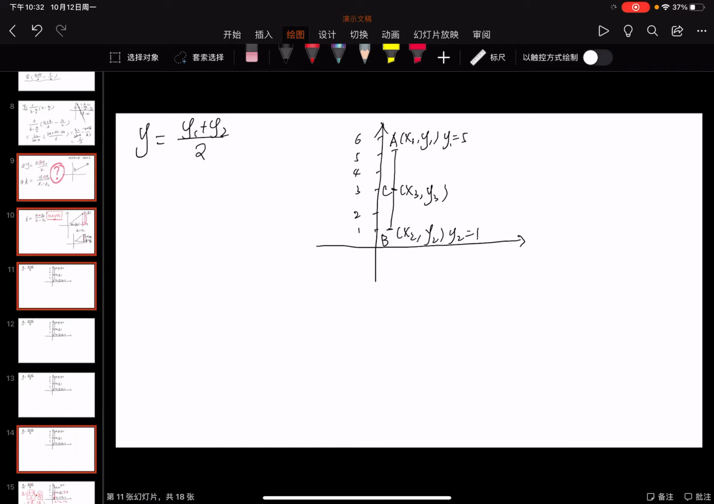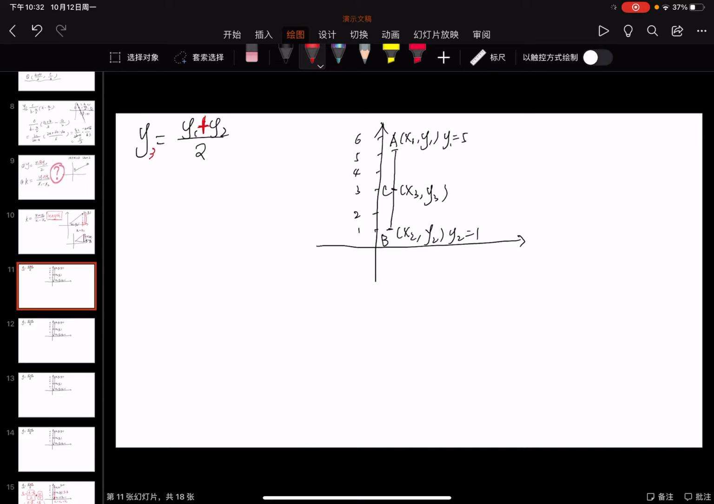So when do we need to use plus? From the last class, we know that if we want to know the coordinates of the midpoint of a line segment, then we need to use the plus. For example, if we want to know the y coordinates of C, then we need to use y3 equals y1 plus y2 over 2. However, why do we need to use the plus? Why can't we use minus?